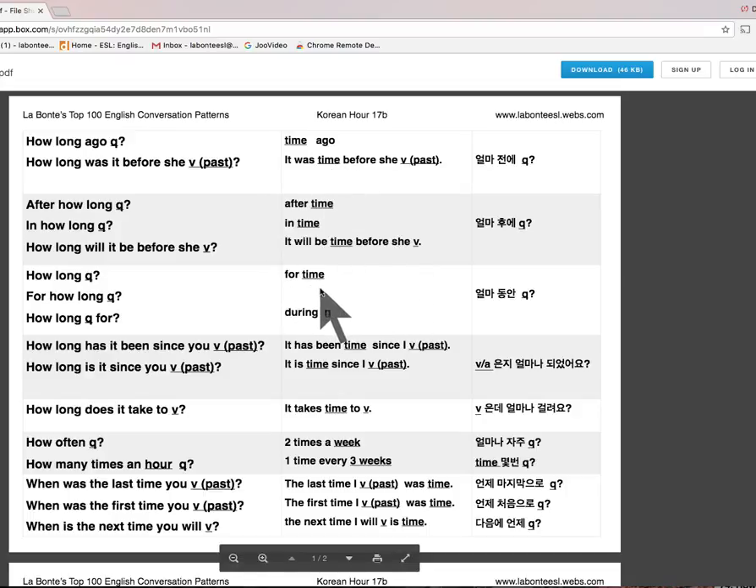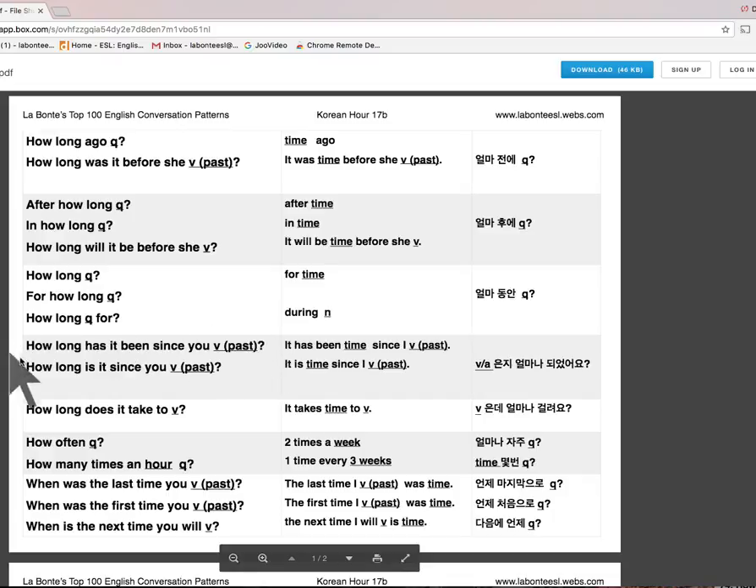Sometimes students get confused with for and during. When are they used? I always tell them whenever a number comes out, you're going to use for. For 1 hour, for 3 hours. And during is always followed by a noun. During the summer, during lunch.